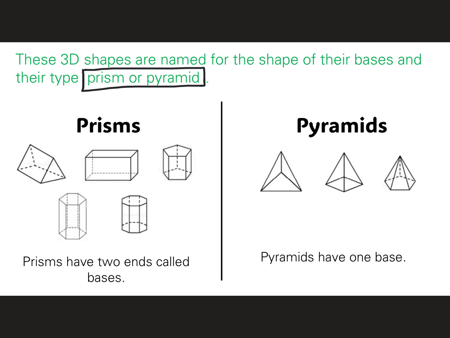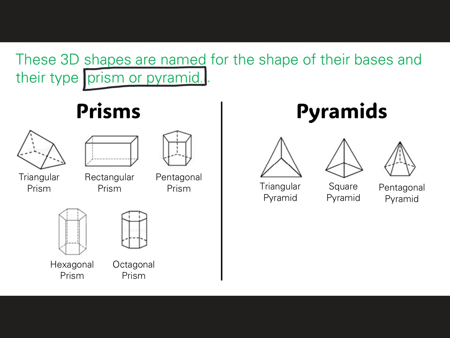So look at this first one right here. What is the shape of its base? A triangle. So it's going to be called a triangular prism. Whereas this one, which also has the shape of a triangle for its base, is going to be called a triangular pyramid. All right, let me show you the names of all of these.